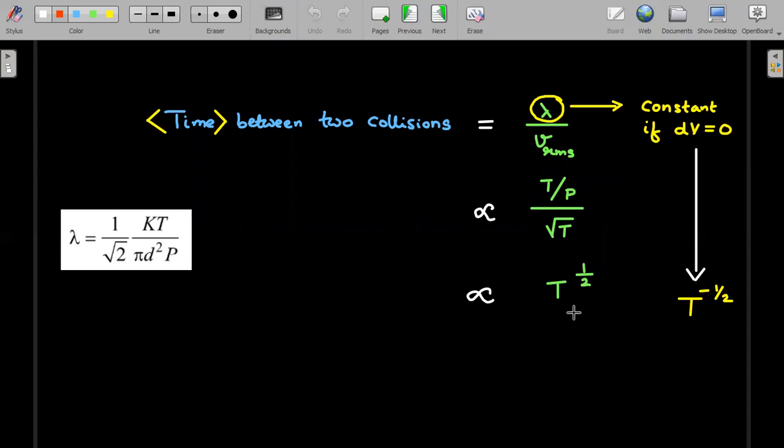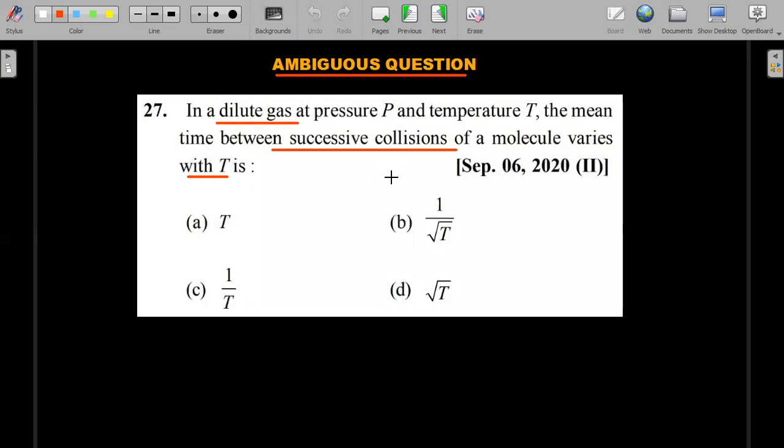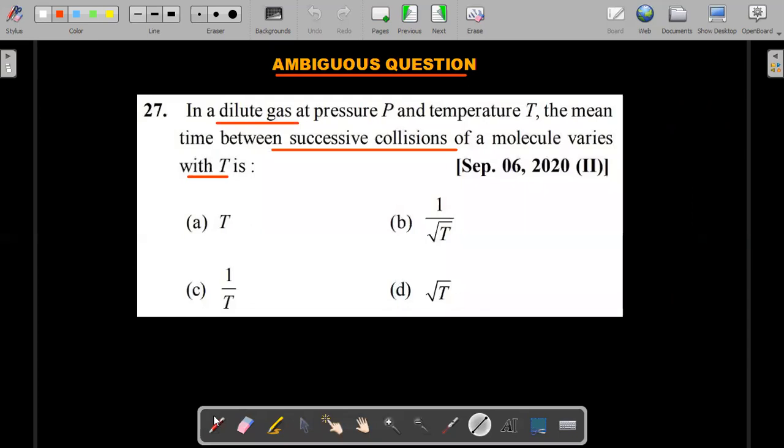Unless otherwise mentioned, the idea is that they have done it twice or thrice. Actually, I'll show you more questions. Unless otherwise mentioned, go back to the question and try to understand that it's a closed container, unless a process is mentioned in the question, and then only you can go ahead and answer the question properly. So in this one, the JEE has given a key of 1 by root T by considering constant volume, which is debatable, but they have done it not once.